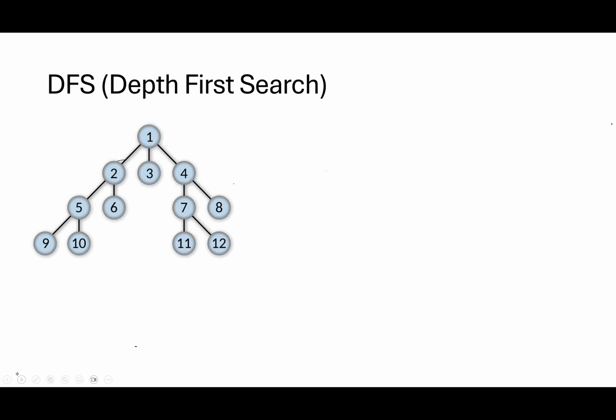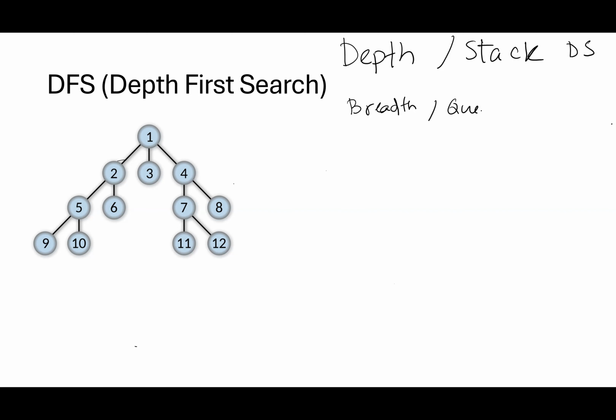So when you are talking about DFS, we have to remember two things. First is the depth. The second thing is the stack data structure. So if you remember from the BFS video, in BFS, we said we have to remember breadth and queue data structure. So from the intuition, probably you can already make some assumption how a DFS would look like.